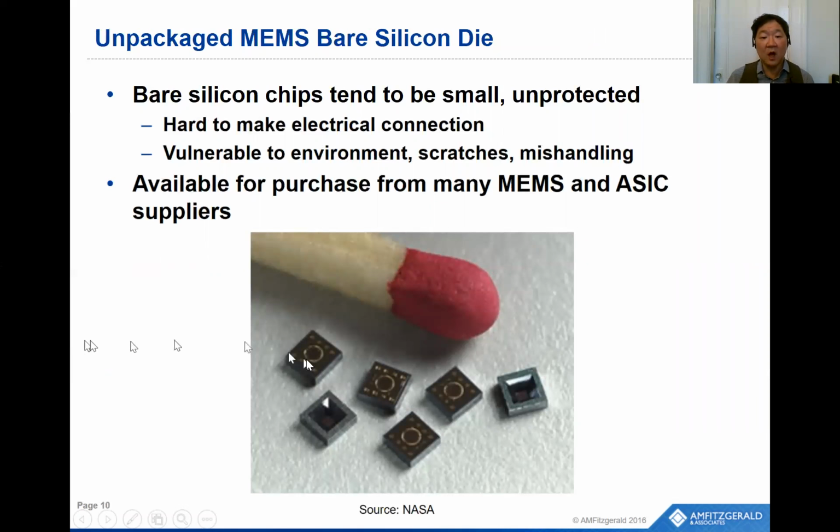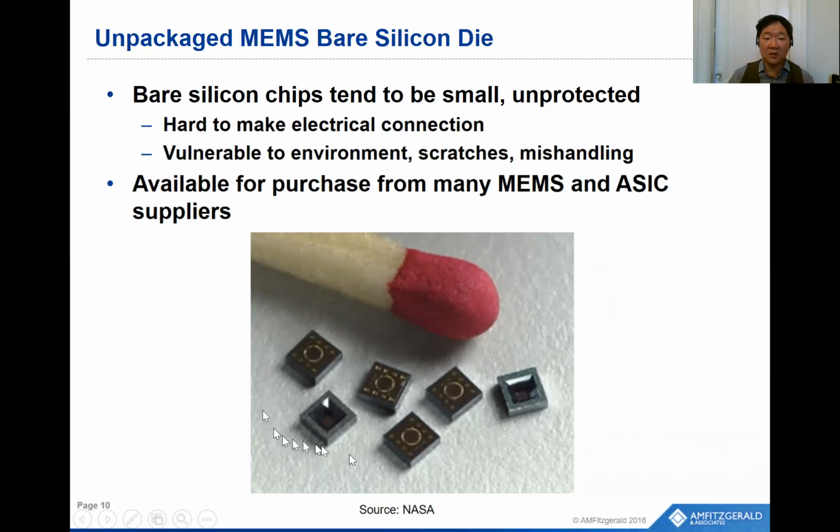These are unpackaged MEMS pressure sensors, and you can see this little round thing is the diaphragm for the pressure sensor. It deflects under pressure, and then that deflection is transduced into an electrical signal. From the back, you can see that most of the silicon has been etched away, and all you're left with is this thin membrane down here.